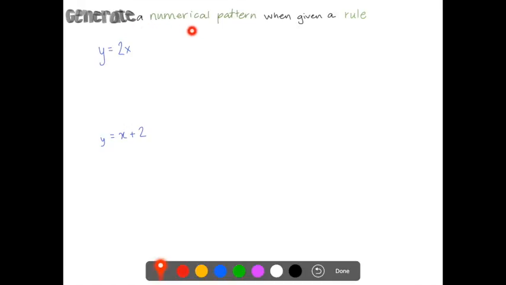In this video, you'll learn how to generate a numerical pattern when given a rule. Let's go ahead and look at our first rule. A rule is usually given as an equation. And in this rule, we have y equals 2x.